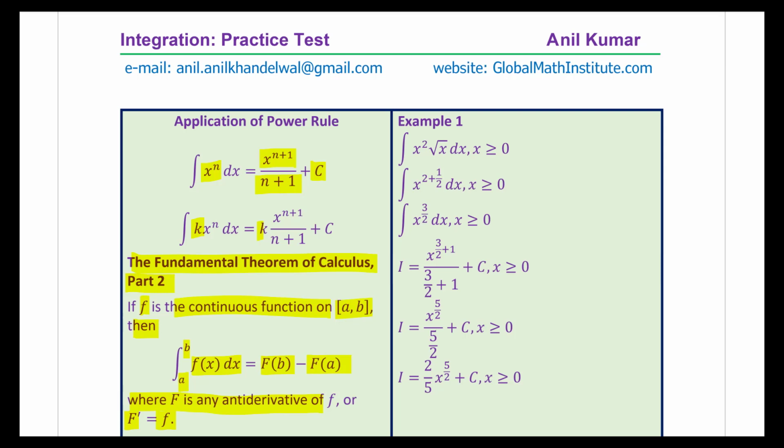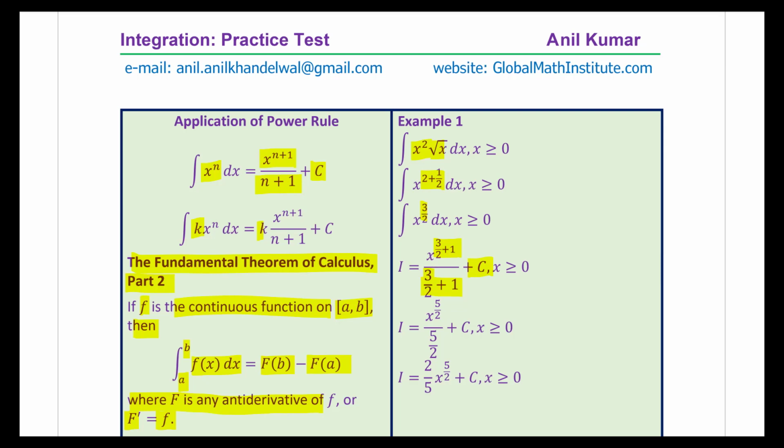Question number 1 is relatively straightforward. We need to integrate x squared times square root of x dx when x is greater than or equal to 0. So write it in exponential form. So 2 plus half is 3 by 2. So to integrate x to the power of 3 by 2, add 1 to the exponent, divide by that exponent, plus c is your integral.